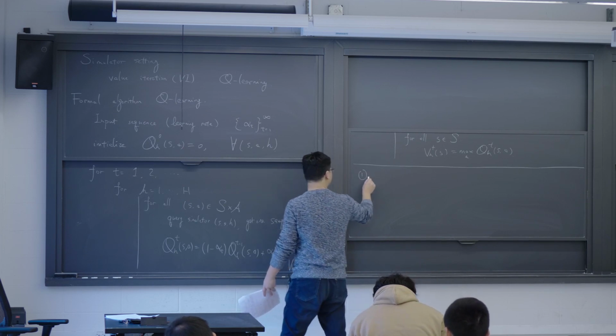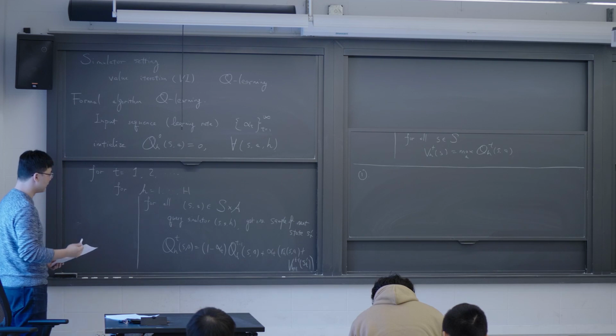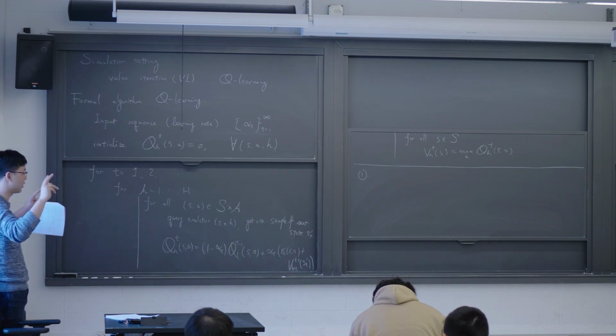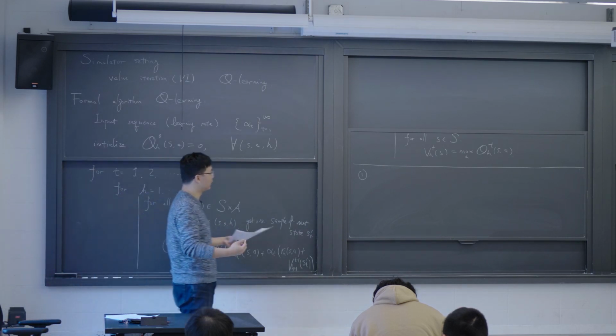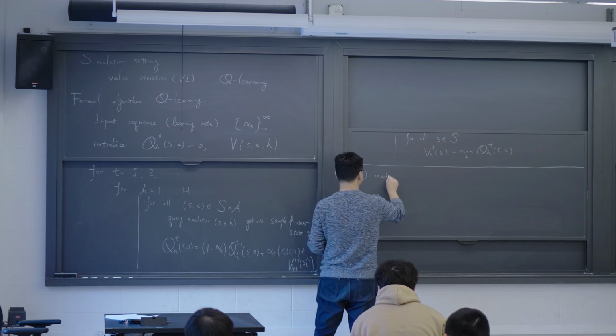So I want to make a few comments about the algorithm. The first important thing is that in this algorithm, we no longer explicitly construct the transition. This is a difference that, in the classical literature, is called model-based versus model-free.